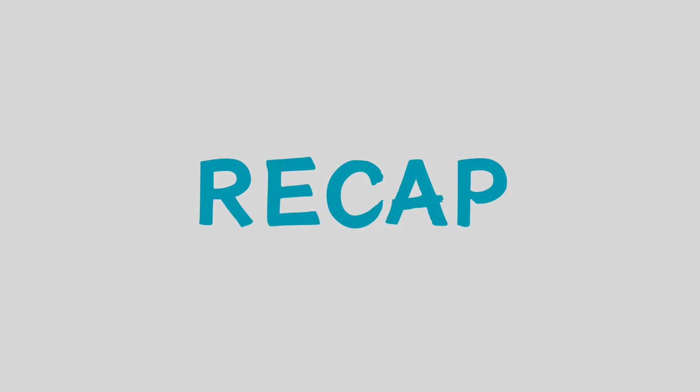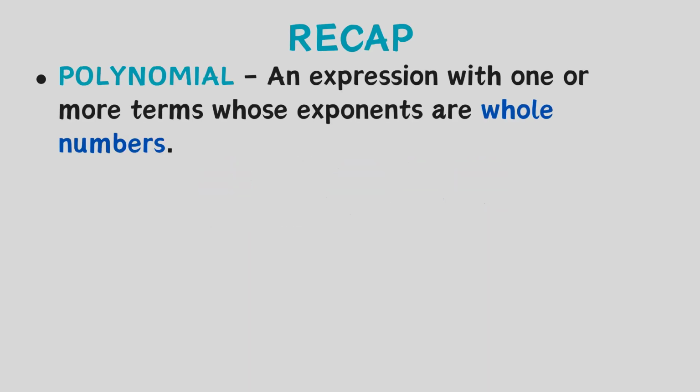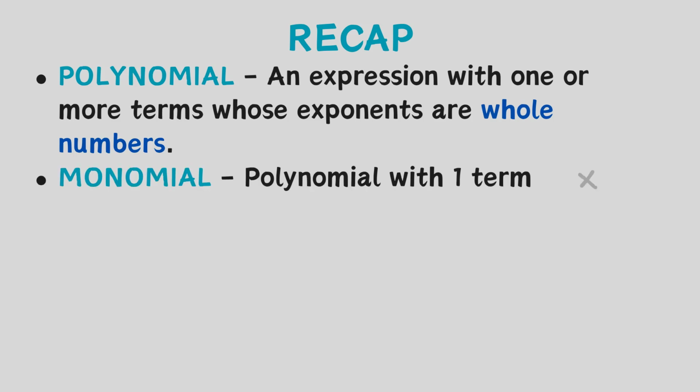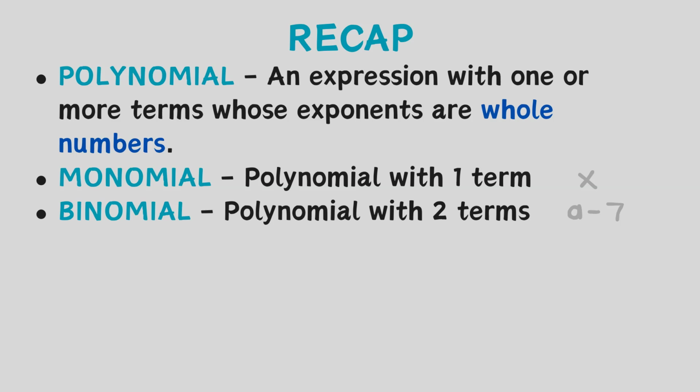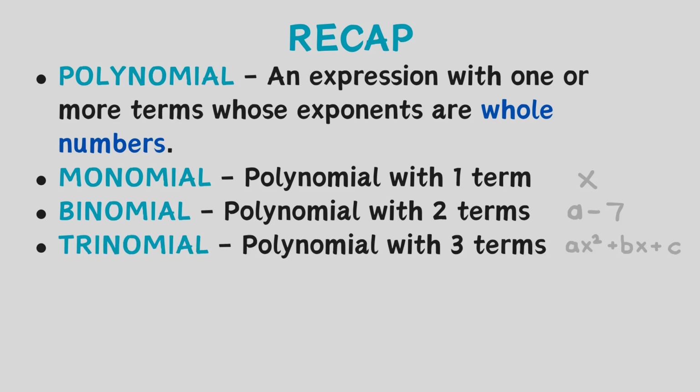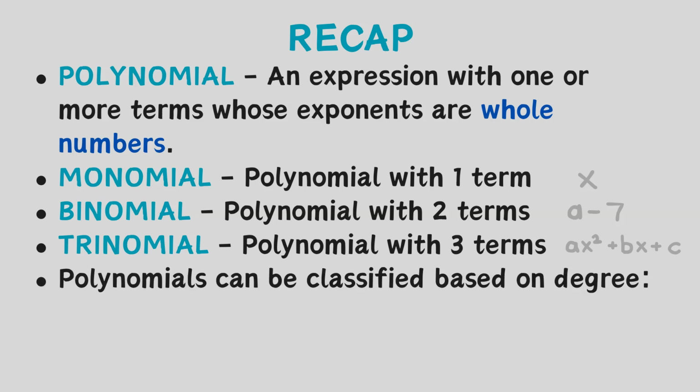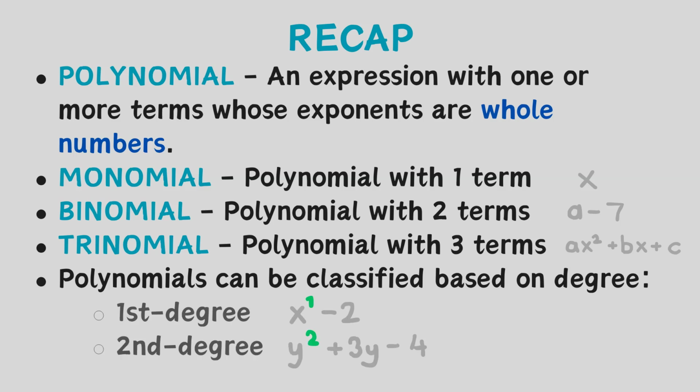To recap, a polynomial is an expression with one or more terms that has an exponent of a whole number. A monomial is a polynomial with one term. A binomial is a polynomial with two terms, and a trinomial is a polynomial with three terms. Polynomials can be classified based on their highest exponent. For example, first degree, second degree, and so on. And there you go. That's a little introduction to polynomial nomenclature.